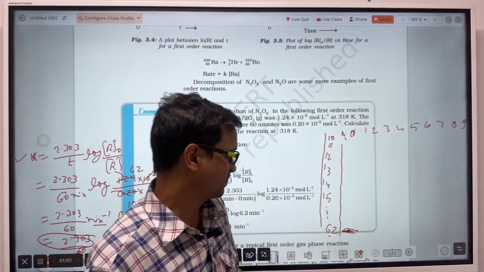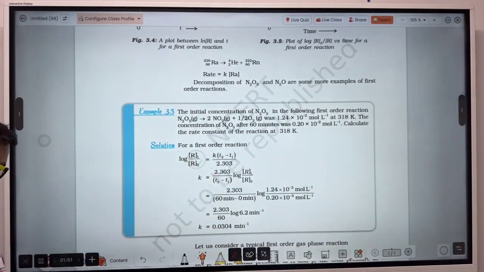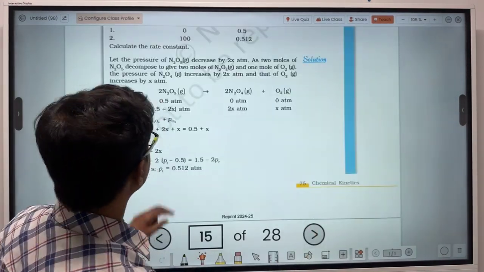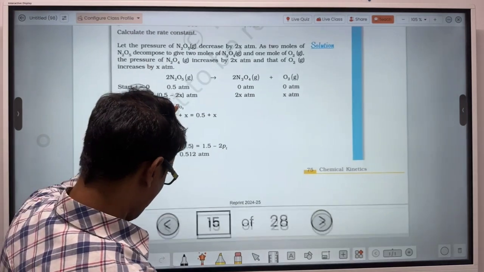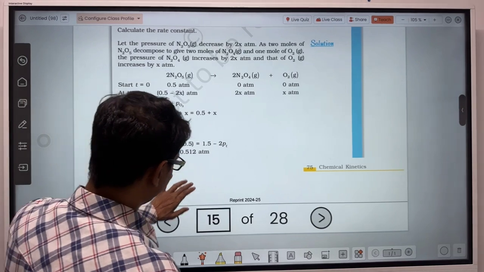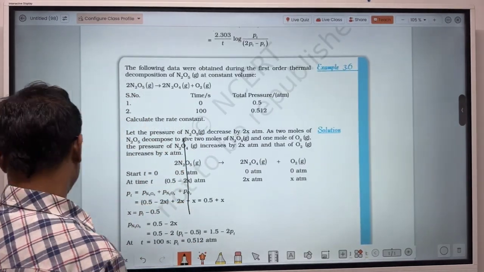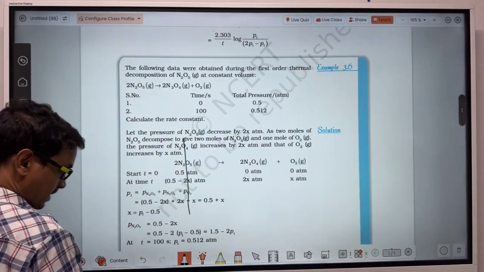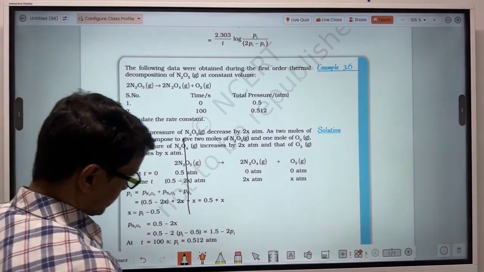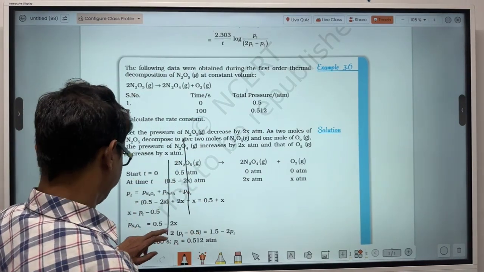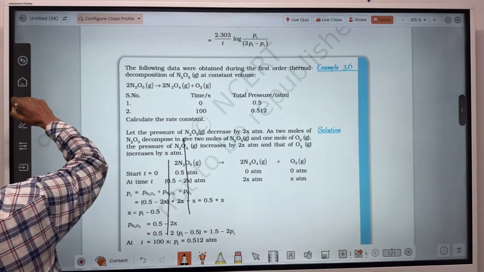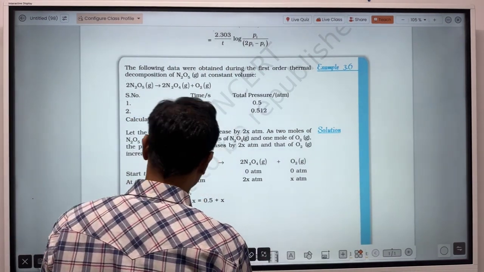Okay guys, that question was very easy. Now we will discuss the reactions in which there is involvement of gases. So for this class it will be till here only. In the next class we will discuss this question and the reactions in which there is involvement of gases.